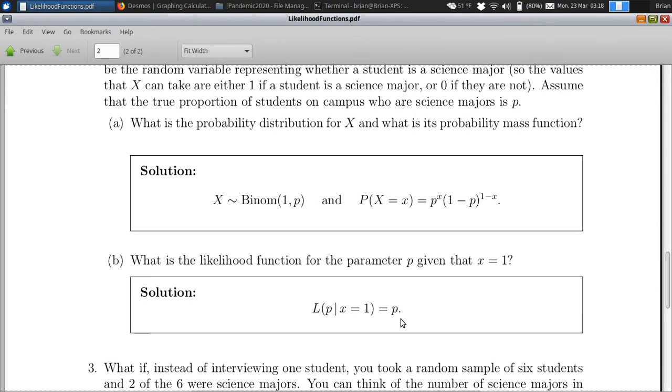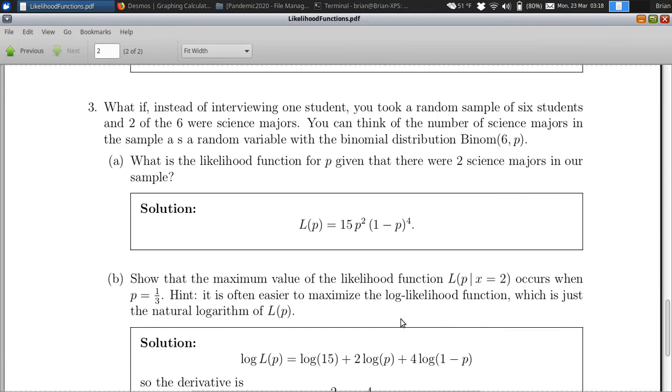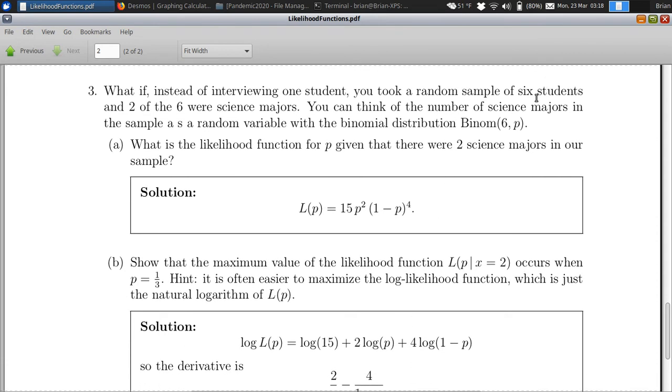Okay, that's it. And then finally, for problem 3, if instead of interviewing 1 student, you take a sample of 6 students, and 2 out of the 6 students were science majors, then you can think of the number of science majors as being a sample from a binomial distribution with 6 as your n. And then the parameter p is still there. We still don't know what it is, but we can make a likelihood function for that parameter p.